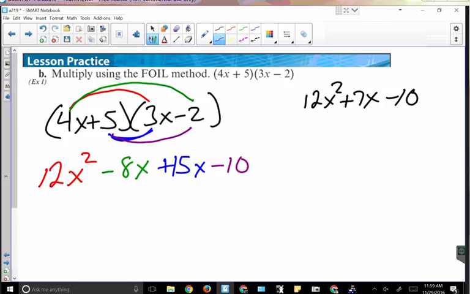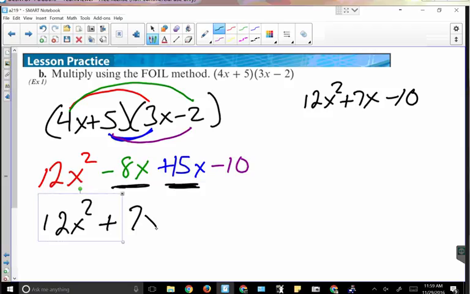So, got everything multiplied together. Do I have like terms? The answer is yes, I have it here and here. So I have 12x squared plus 7x minus 10. So I got exactly what I need, right? Good. Okay. Questions on that? Make sense?